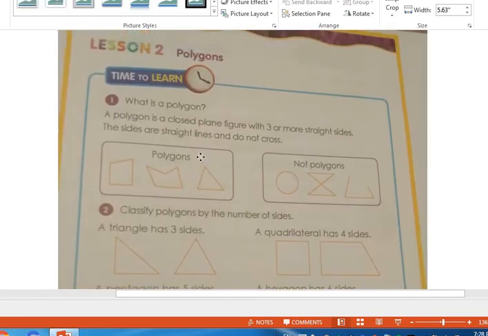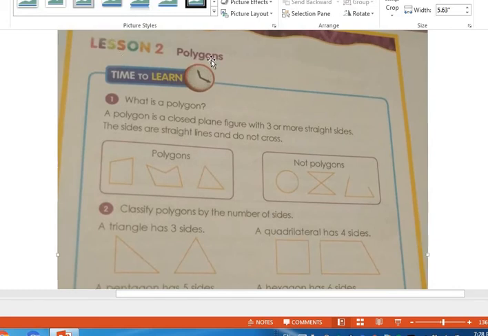Okay, dear students, moving to lesson 2, polygons. We are going now to study what a polygon is. A polygon is a closed plane figure with 3 or more straight sides. The sides are straight lines and do not cross.